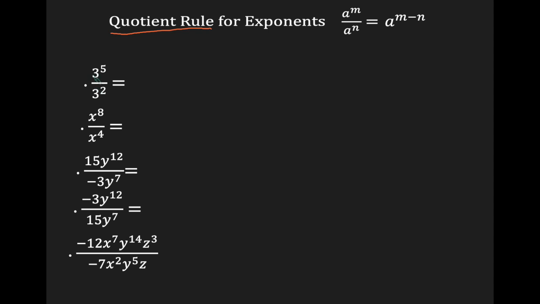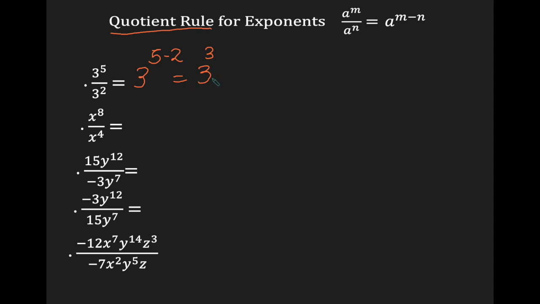Now, my first example, I have 3 to the 5th divided by 3 to the 2nd. On the TASC test, they like to use numerals as their bases. Now, I know this is a base because I have an exponent. So the rule states keep your base, and I'm going to subtract my exponent. So it's 5 take away 2. So that's 3 to the 3rd power.